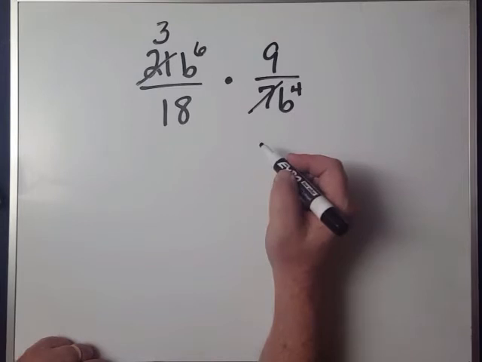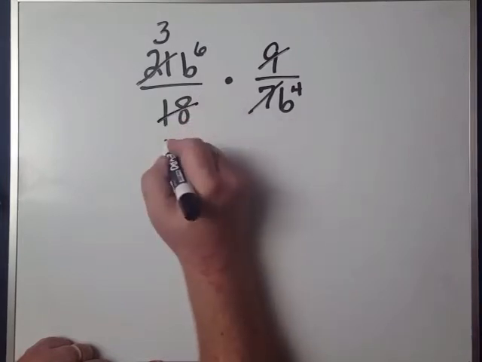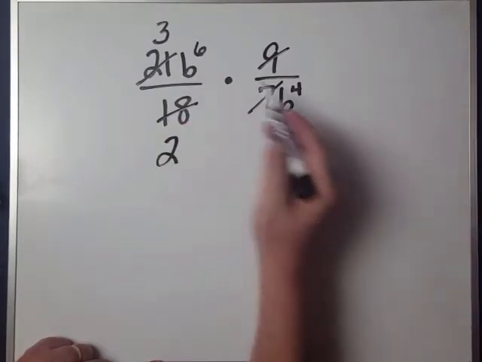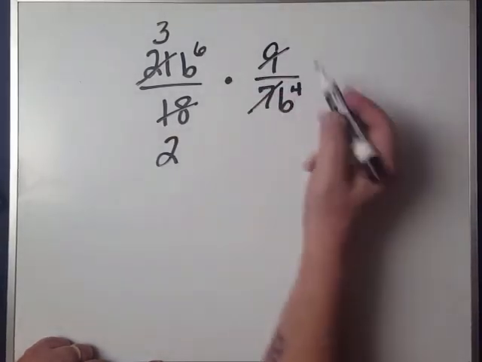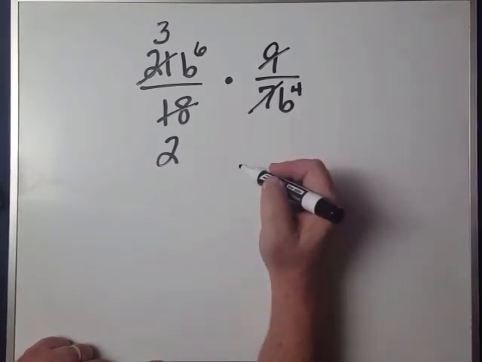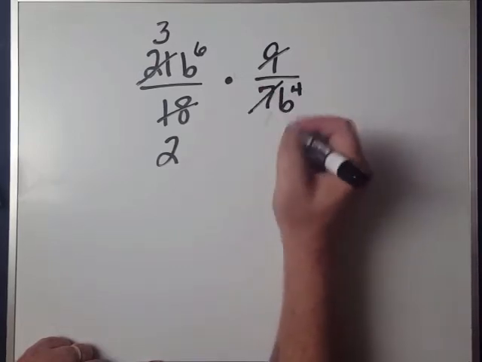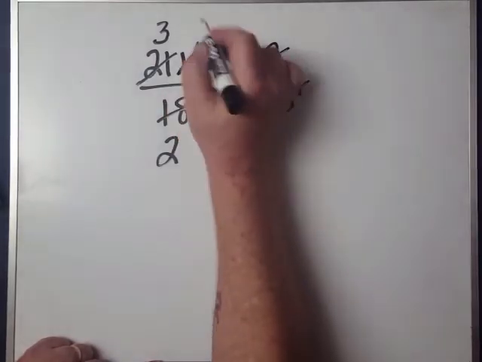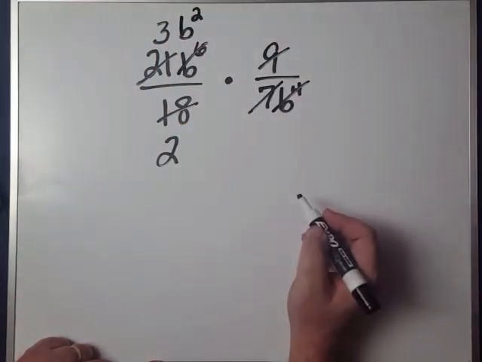I see this 18 and this 9 both contain a factor of 9. 9 goes into 9 once, 9 goes into 18 twice. And then I have these factors of b, top and bottom. 6 factors of b in the top, 4 factors of b in the bottom. How many are left and where when I'm done canceling? That's just our quotient rule for exponents. 6 in the top, 4 in the bottom. When I'm done canceling, that will leave me 2 factors of b in the top.